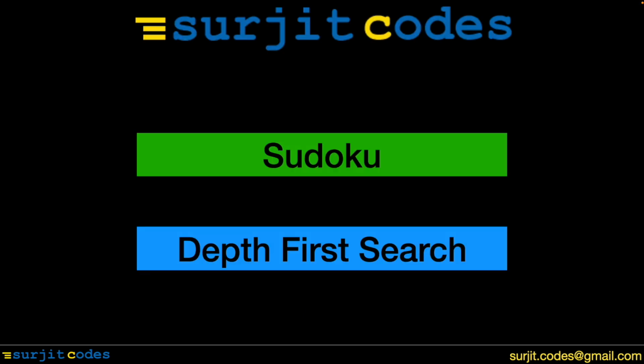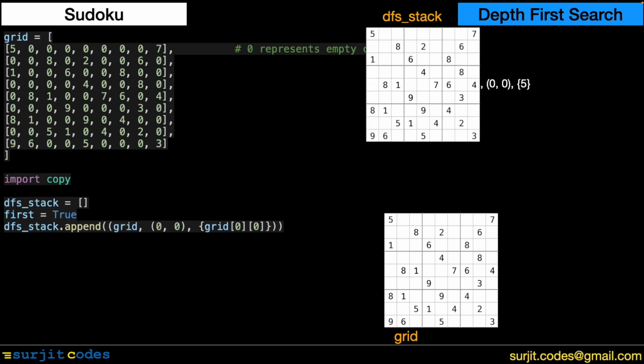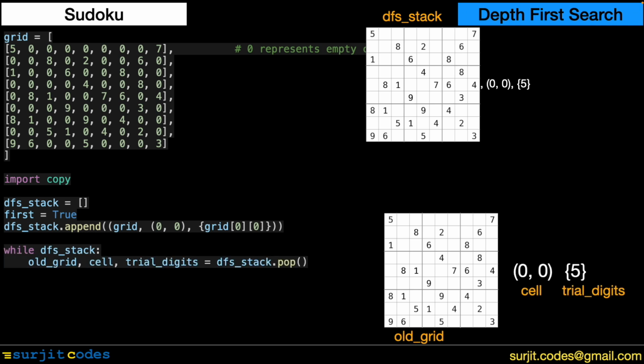We have defined all the functions that we need in the main program. We'll use the copy module. We start the main program with an empty DFS stack. To initiate DFS for the first time, we append the tuple consisting of the grid, a cell position, and its contents in the stack. Cell 00 has 5. The while loop starts as the stack is not empty.